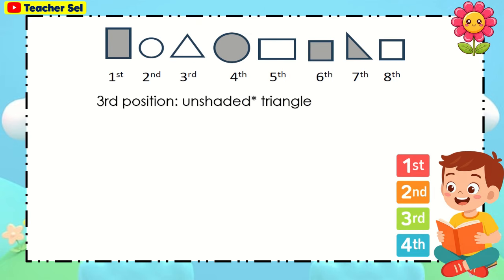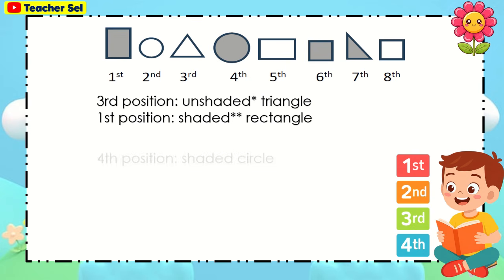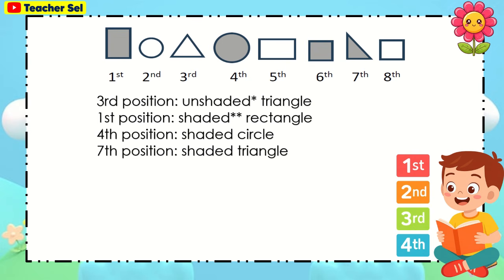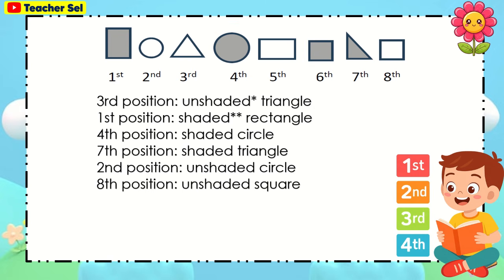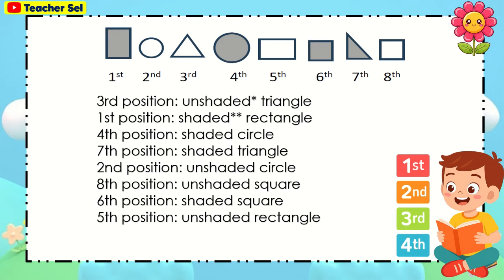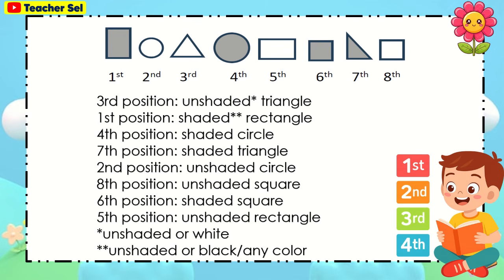Third position, unshaded triangle. First position, shaded rectangle. Fourth position, shaded circle. Seventh position, shaded triangle. Second position, unshaded circle. Eighth position, unshaded square. Sixth position, shaded square. Fifth position, unshaded rectangle, or unshaded or white, unshaded or black, or any color.